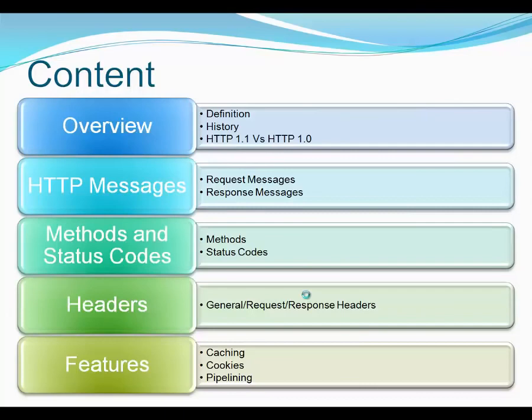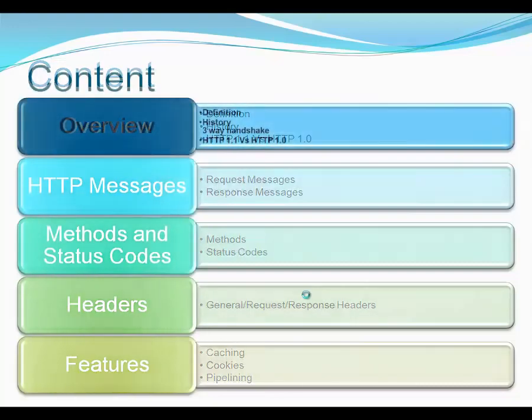We'll see the overview, in which I'll talk about the HTTP definition, the history of HTTP, and the difference between HTTP 1.1 and version 1.0. Why we are taking this, we'll talk about while covering that particular slide. Then we'll talk about HTTP messages, which include request messages and response messages. Then we will see what methods and status codes are, what different kinds of headers are involved, the general headers, request and response headers. And then we will talk about caching, cookies, and a little bit about pipelining. So let's start with the overview.